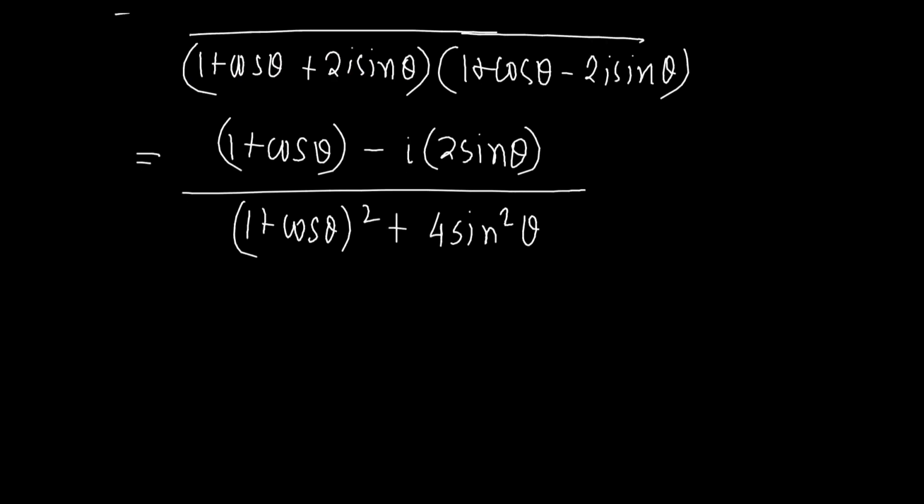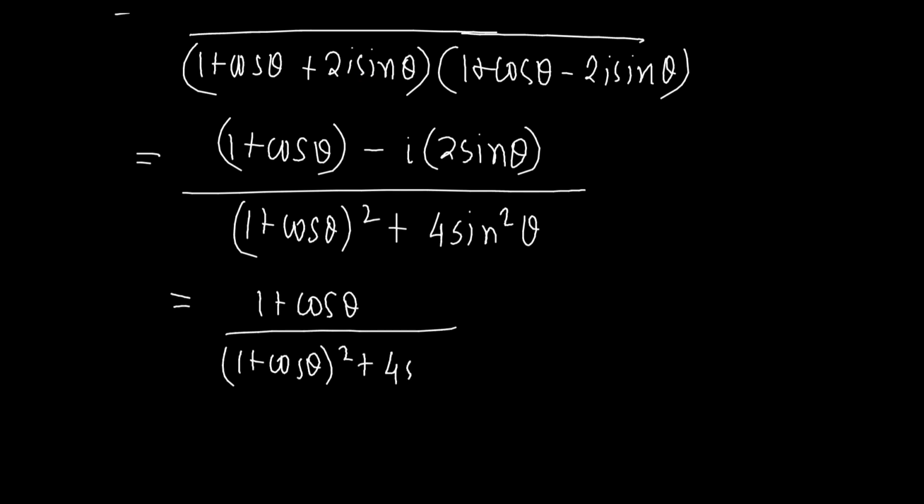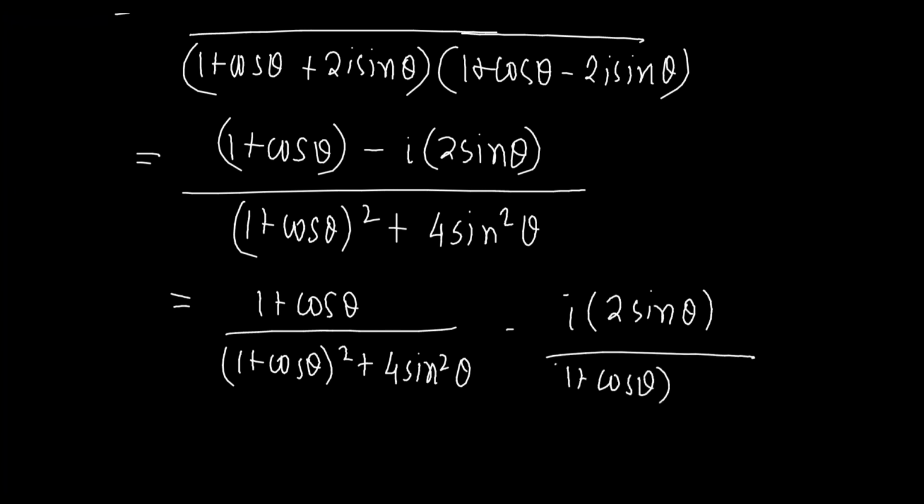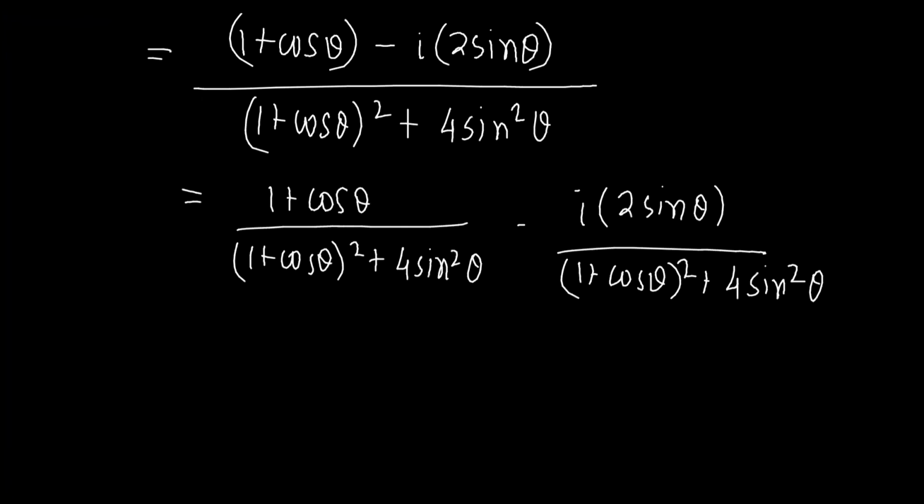Okay, so you can see in this expression, we can separate out this one: (1 plus cos theta) by (1 plus cos theta) whole square plus 4 sine square theta, minus i into 2 sine theta by (1 plus cos theta) whole square plus 4 sine square theta. Here you can see this portion is the real part. So the question is given the real part of this expression, that is, we have solved this, (1 plus cos theta plus 2i sine theta) inverse. So it is actually the real part of that.